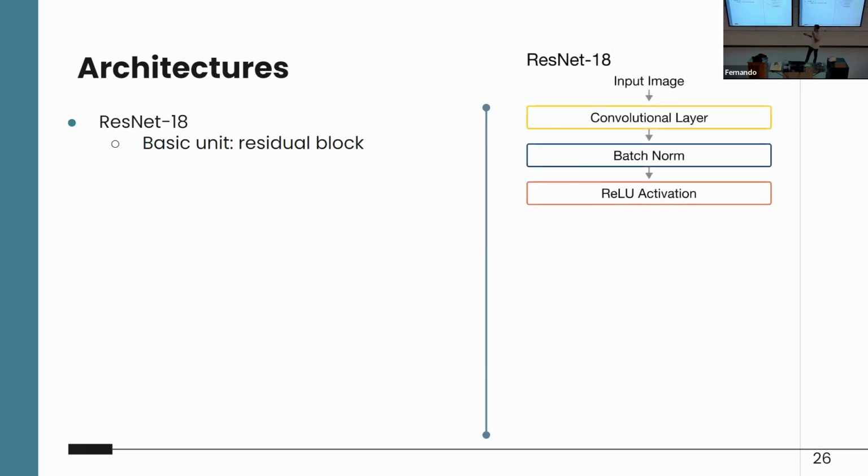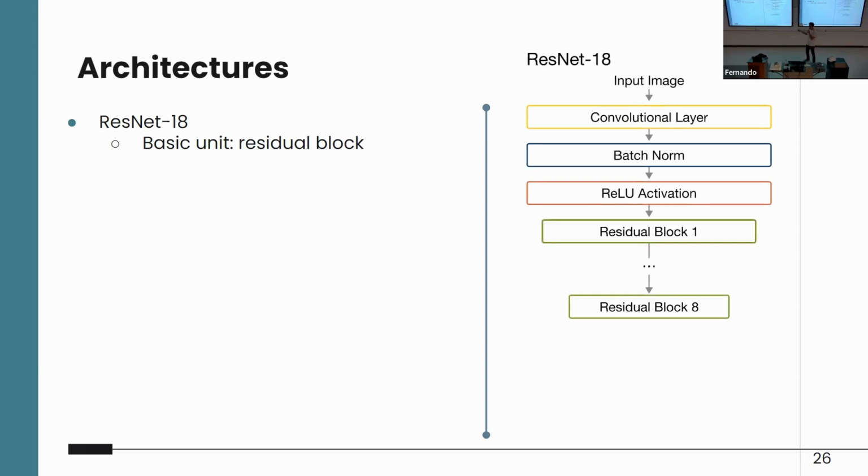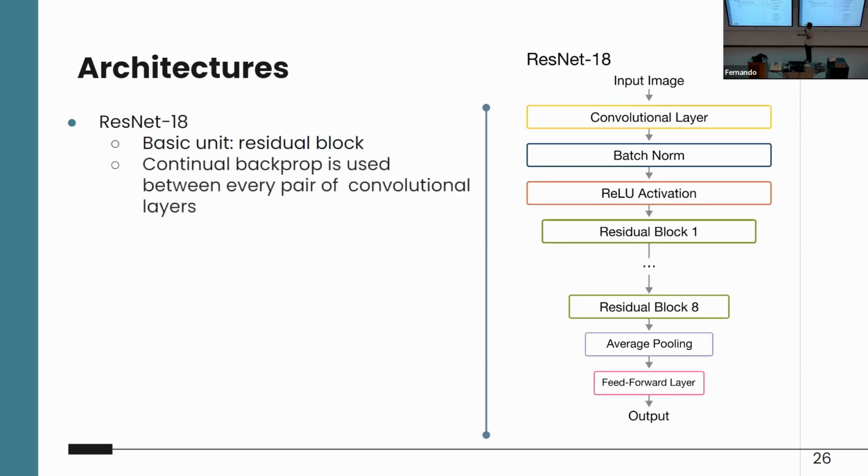So an input image goes through a convolutional layer, a batch norm, a ReLU activation, and then a stack of residual blocks. Then it goes through an average pooling layer and a feed-forward layer. And finally, we get the output. The continual backprop is used between every pair of convolutional layers in this architecture. And this architecture has about 11 million parameters.